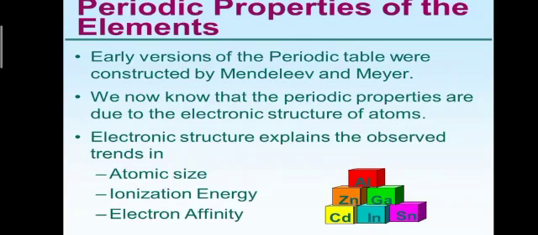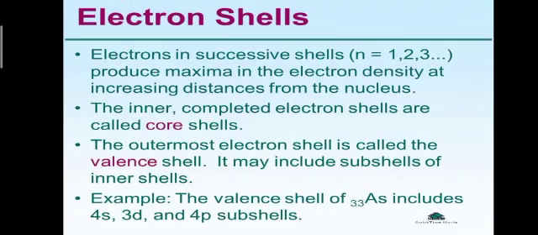So the periodic properties are due to the electronic structure of an atom, that is, due to the atomic numbers. It depends on the number of electrons. Electronic structure explains the observed trends in atomic size, ionization energy, electron affinity. Today we will study the atomic size, atomic radius and the covalent radius.